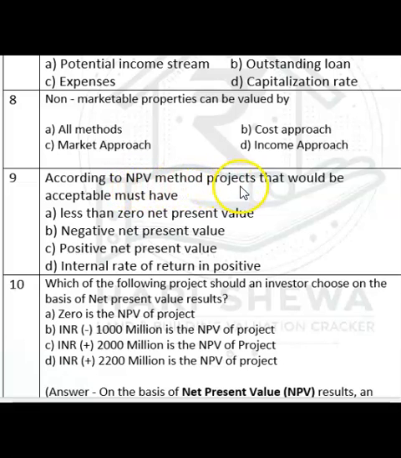According to the NPV method, a project that would be acceptable must have less than zero net present value, negative net present value, positive net present value, or internal rate of return positive. He is talking of NPV. Less than zero net present value? No, the project is not acceptable. Negative net present value? No, the project is not acceptable. Positive net present value? Yes. The correct answer is C. Next question.